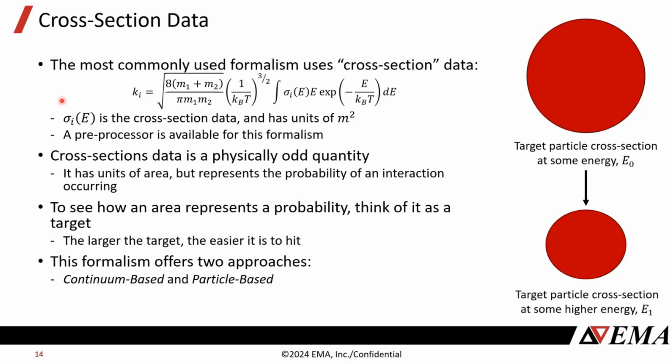Now, cross-section data is a physically weird quantity because it has units of area but represents a probability of an interaction occurring. And to understand how an area could represent a probability, the best way to think about it is as if it was a target. The larger the target is, the easier it is to hit.